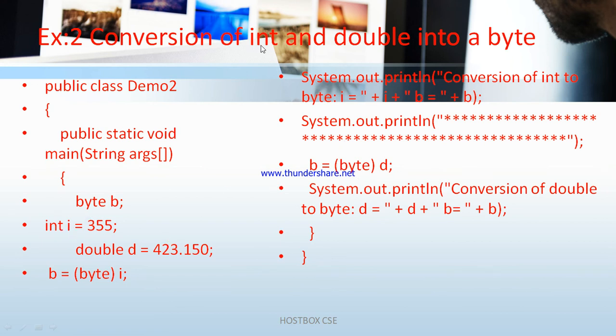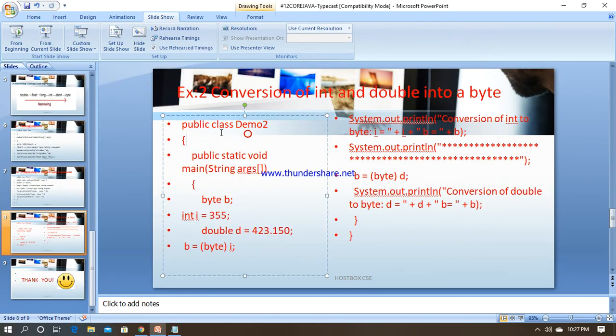So what is the program's target? Conversion of int and double into byte. So here I am converting an integer and a double. What will happen? You can see here. Then b = (byte) d. Then System.out.println of conversion of double to byte, that is plus d plus b. Let's go for execution. So we are converting the integer and double into a byte here, which is the lowest one. Let's go and try.